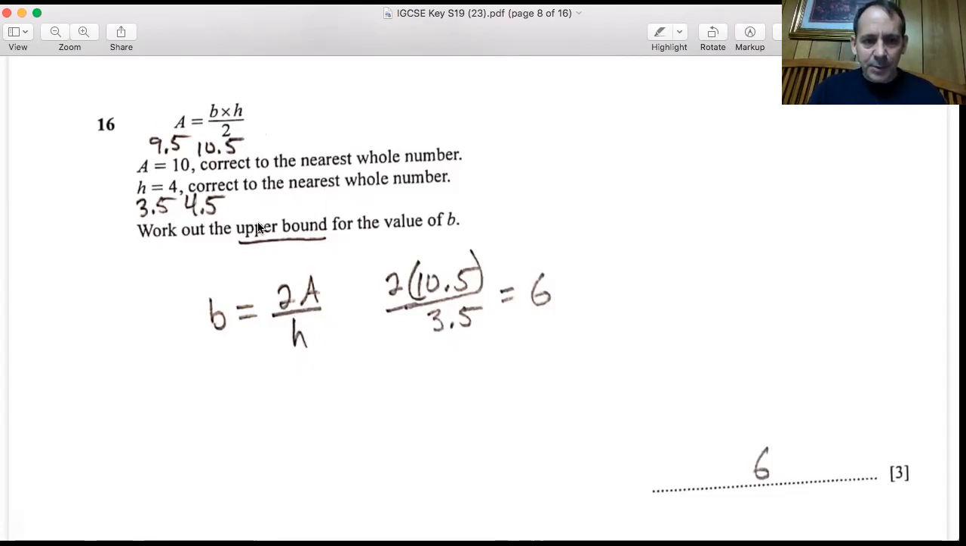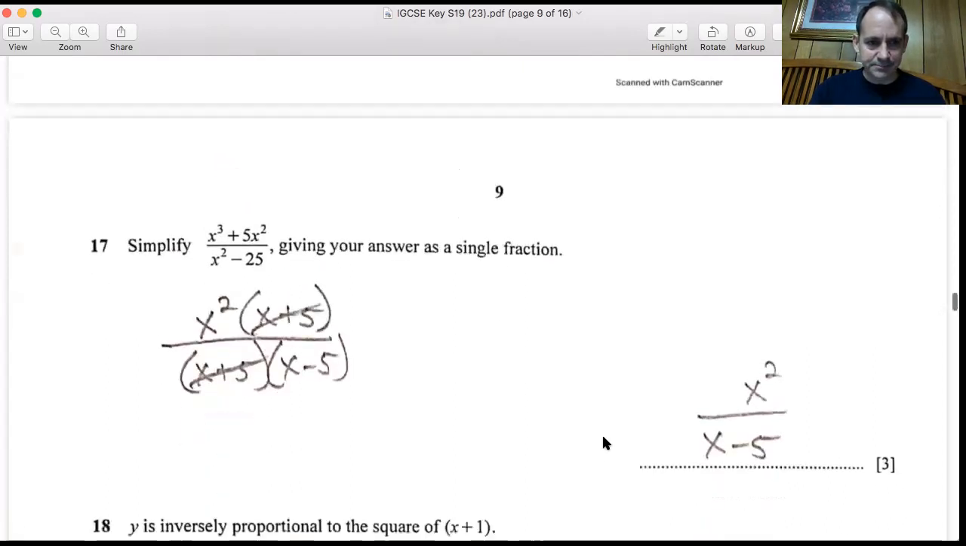We want to find the upper bound of this division problem. So that means, for B to be maximum, we want the numerator to be maximum. So we're going to use the 10.5 for the A, but we want the denominator to be minimum. You want to divide this by the smallest possible value so that B can be as large as possible. So you kind of have to think through those a little bit. So this is the second layer. So 2 times 10.5 divided by 3.5 comes out to 6.